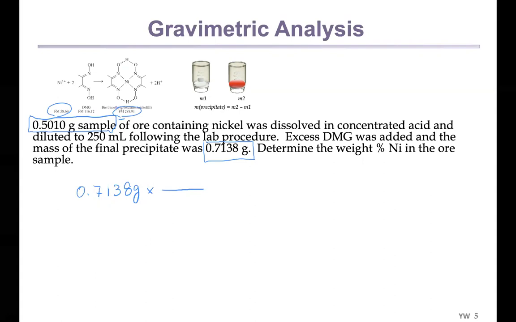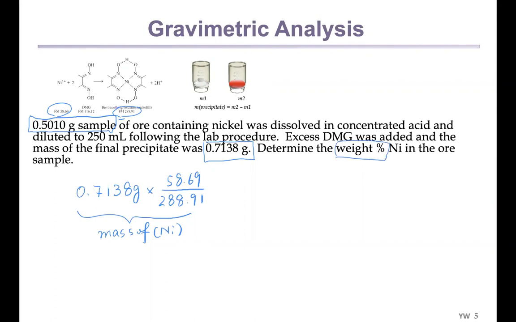So which one should go to the top? Which one should go to the denominator? The nickel should be on top. Right, okay. And this one, okay. So by doing this, what we get is the mass of nickel, right? And what we need is the weight percent of nickel in the original sample. How do we do that?